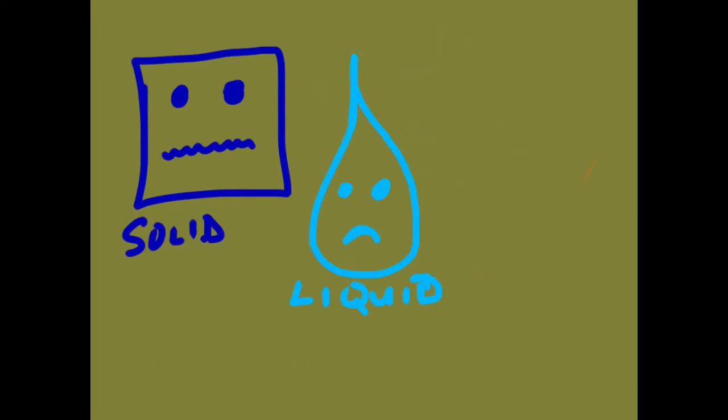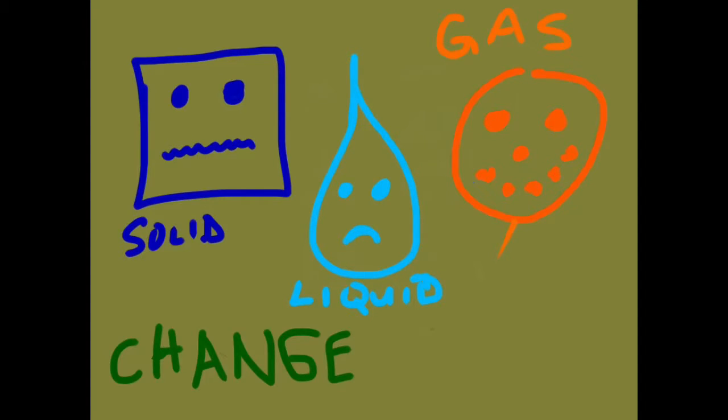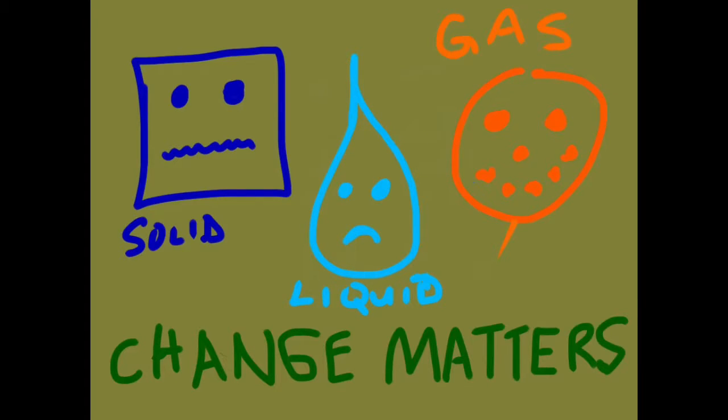There are three states of matter: solid, liquid, gas. All matter can be moved from one state to another. It may require some extreme temperatures or extreme pressures, but the changing can be done.